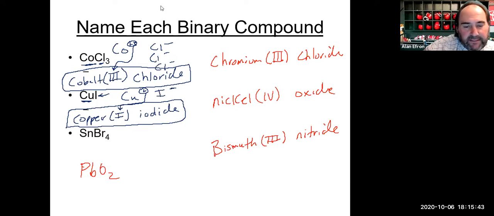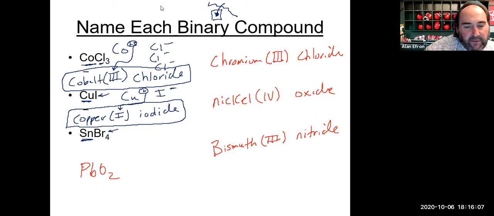Rolling to the next one, which is Sn. Sn is tin, and Br is bromine, which is a nonmetal. Again, tin is not technically a transition metal, but it is one of those guys to the right of the transition metals underneath the staircase. And those guys are named the same way, which means that they do have a variable type charge.